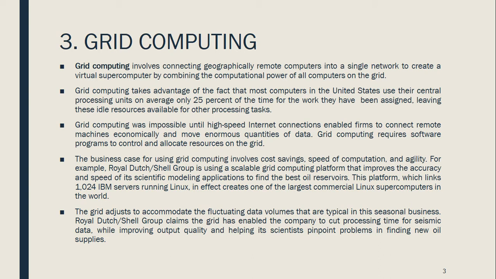Grid computing was impossible until high-speed internet connections were enabled, and the business case for grid computing involves cost saving, speed of computation, and agility. An example of this is Royal Dutch Shell Group using a scalable grid computing platform that improves the accuracy and speed of its scientific modeling application to find the best oil reservoirs. This platform links 1024 IBM servers running Linux, in effect creating one of the largest commercial Linux supercomputers in the world.